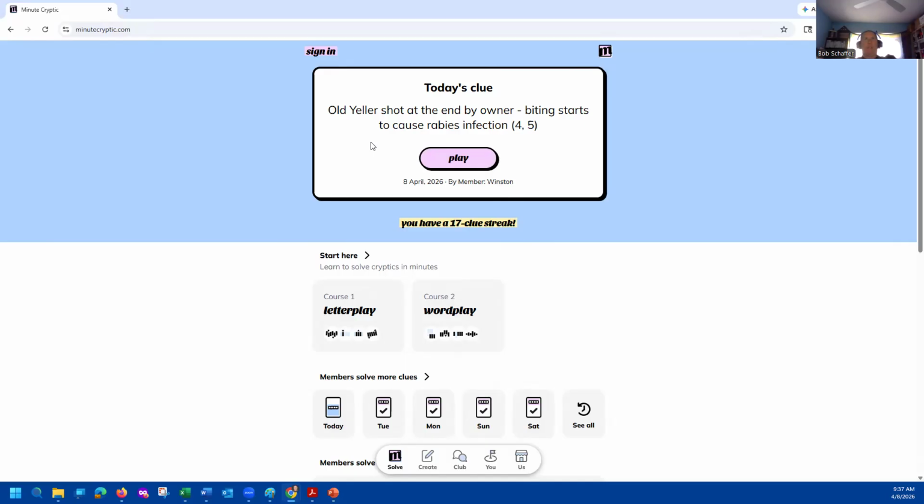Yeller's shot, RT, at the end. Put that next to O. Owner. Biting starts, B. It's a lot going on here. To cause rabies infection. Is infection an anagram indicator? Is there a 5-letter word within rabies that would be a good end to this?